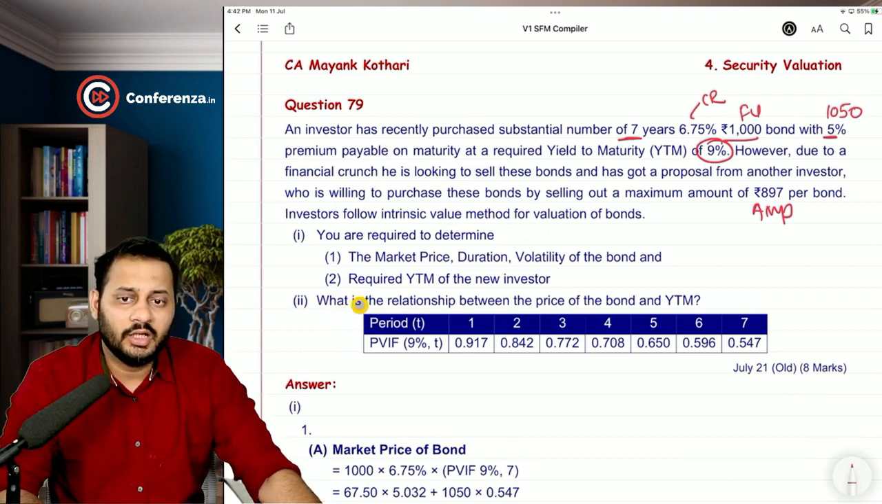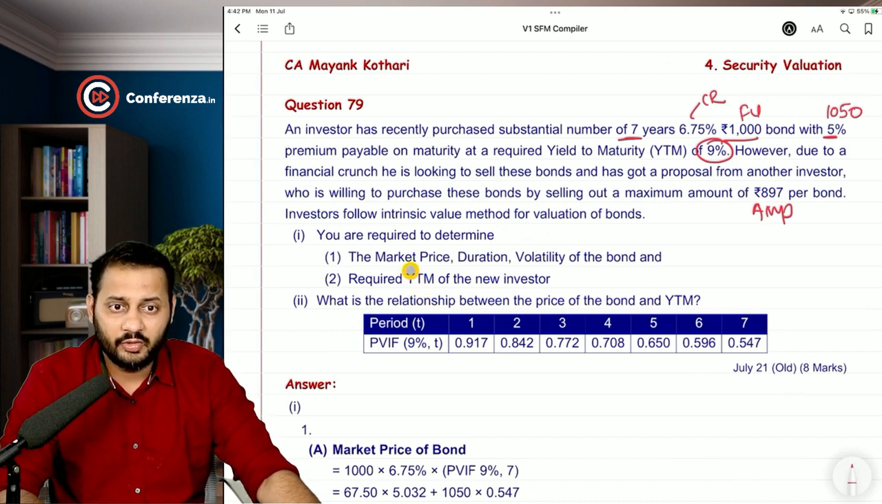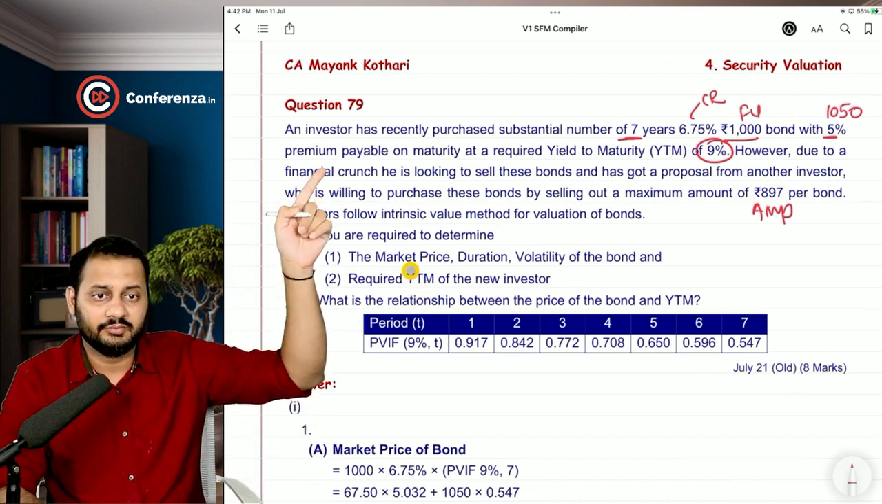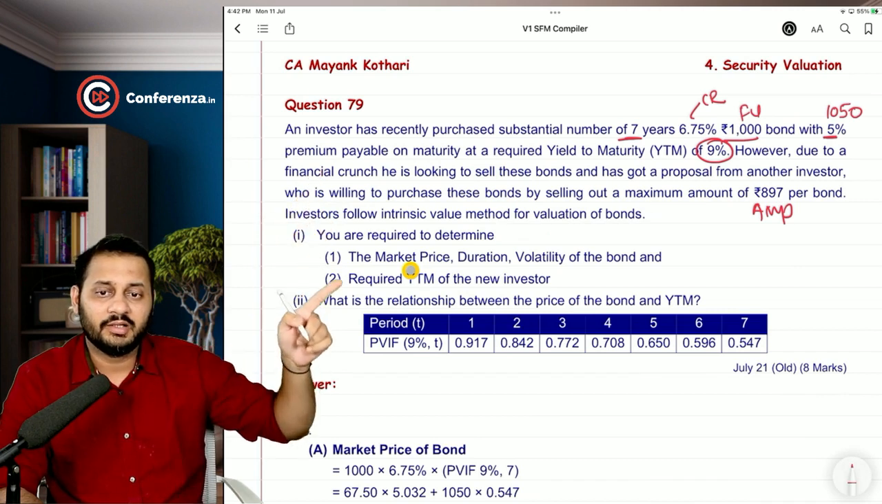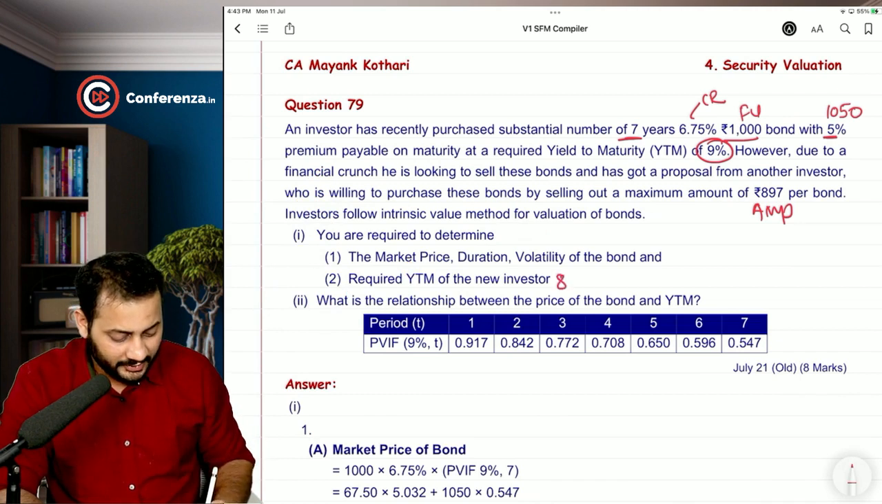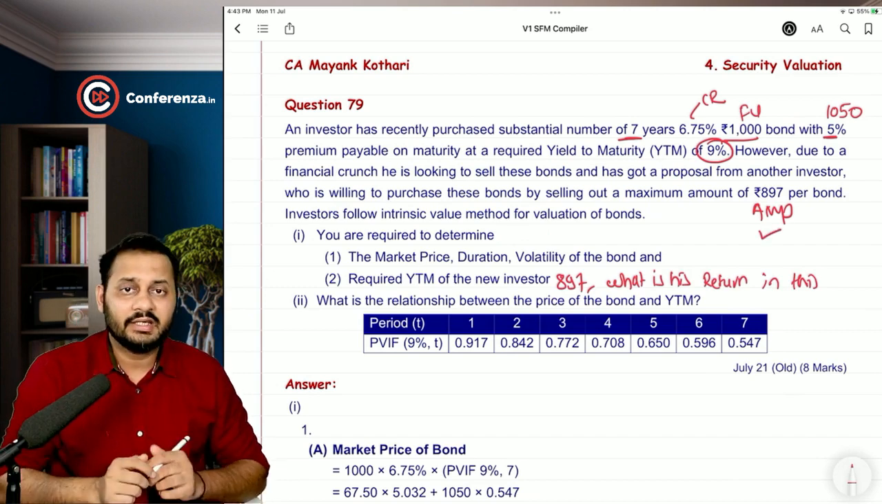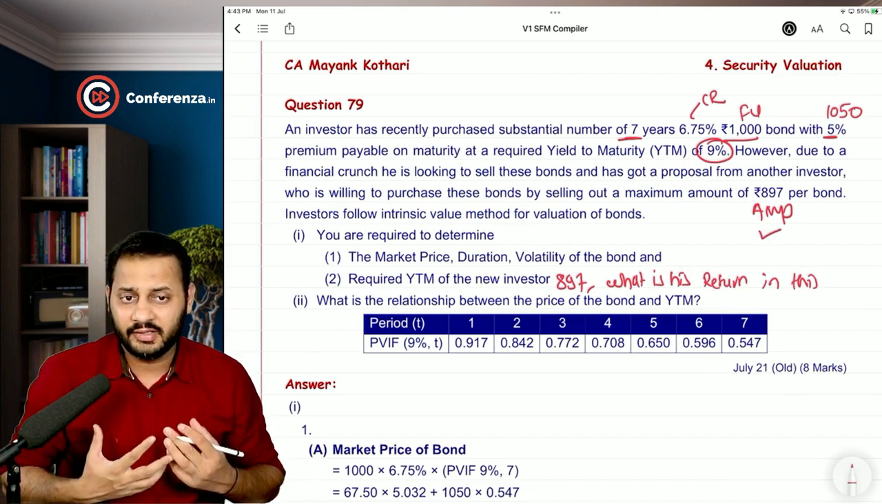And required YTM of the new investor. Now, please understand. What is the second part which is asking? This is the first part according to the given YTM, 9%. Okay. But the second part is according to the new investor. If he is willing to buy the bond at 897, what is his return in this? So by buying at 897, how much exactly is he earning?